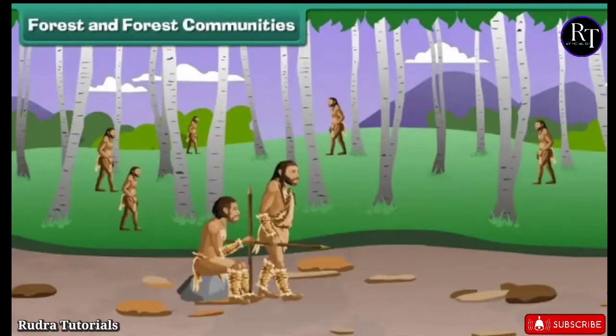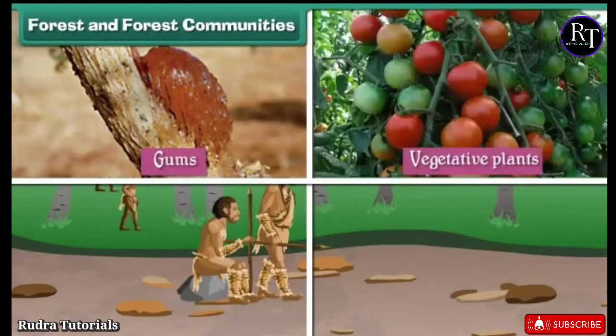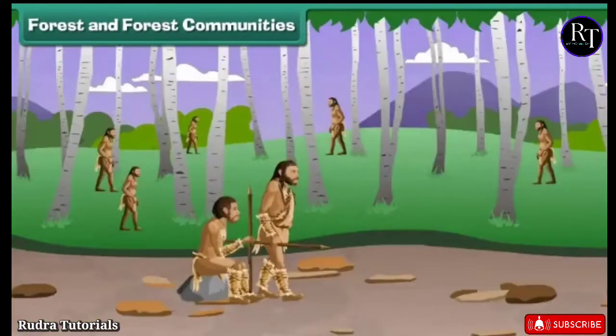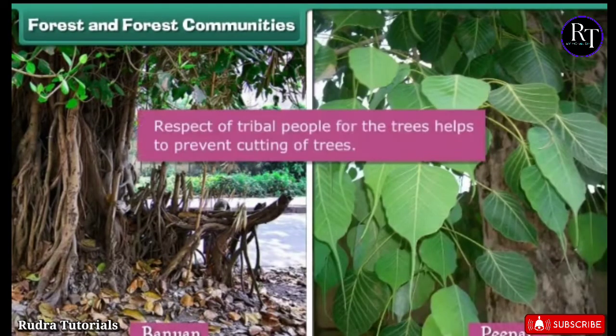Forest and forest communities. Have you seen these people? These are tribals. The tribal people collect tree leaves and fruits. The tribals earn their livelihood from the forest products like gums, vegetable plants, medicinal plants, and honey. They get food as well as medicines from the different types of plants found in the forest. Tribals worship trees like banyan and peepal. This respect for the trees helps in their preservation.